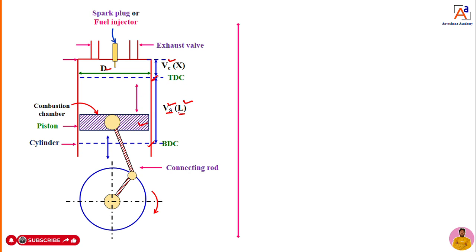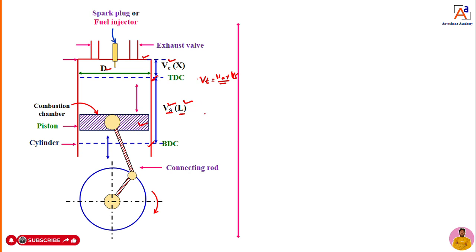Once you know the swept volume, then what can you do? Clearance volume. What is clearance volume? The clearance volume is the volume occupied by the air fuel mixture from the cylinder head to the TDC. That is known as clearance volume. If I want to calculate the total volume occupied by the air fuel mixture, it is VC plus VS. This is the total volume, when at TDC and BDC. So these are all the things he has given now.